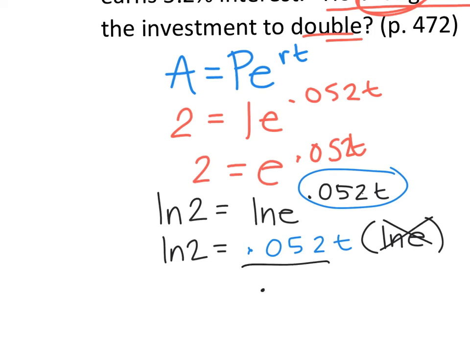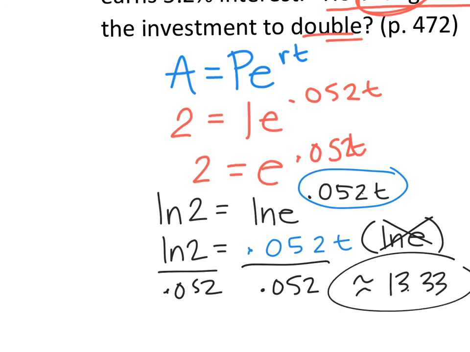So now I'm going to divide both sides by 0.052. So I do natural log of 2, close the parentheses, divided by 0.052, and I get 13.33. So about 13.33 years. That's how long it's going to take your investment to double.